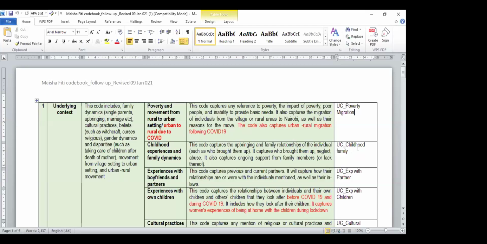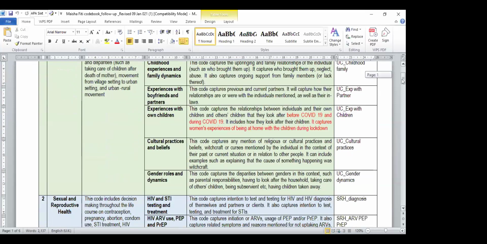So that becomes your code. Even if you decided to analyze your data manually, these would be the codes that you'd be assigning along the margin for the segments of data that you'll be coming across. So then this becomes your code book.